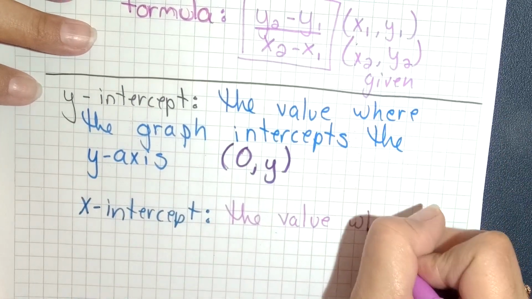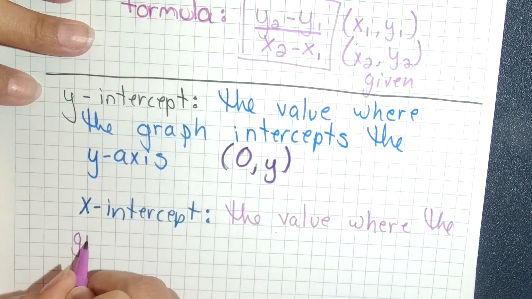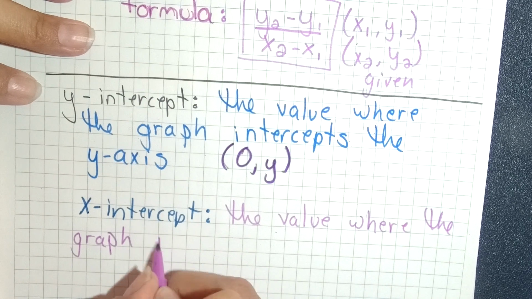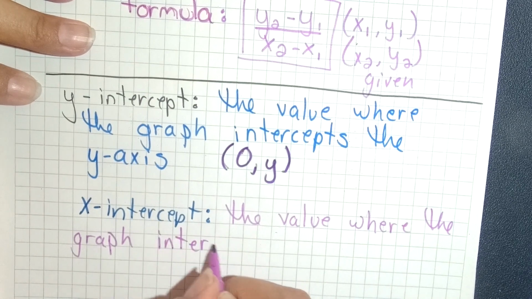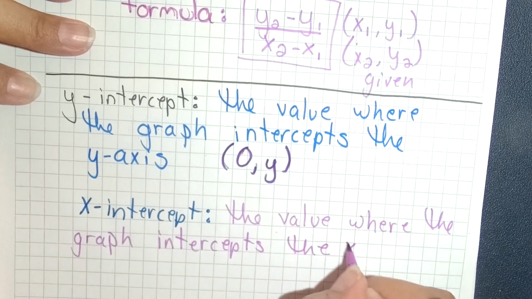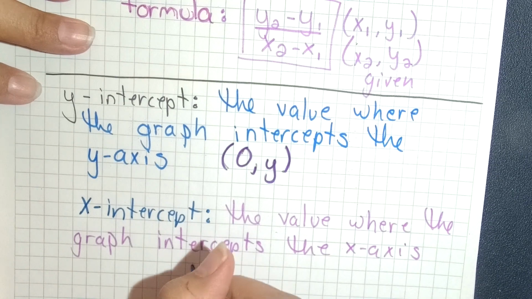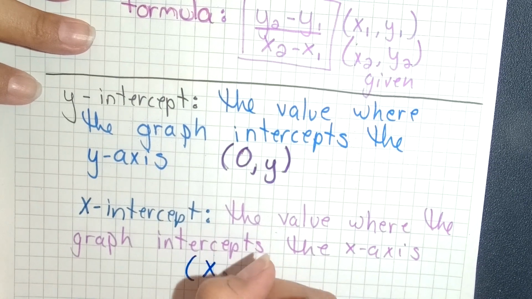The value where the graph intercepts the x-axis. That's going to have a value of x comma 0.